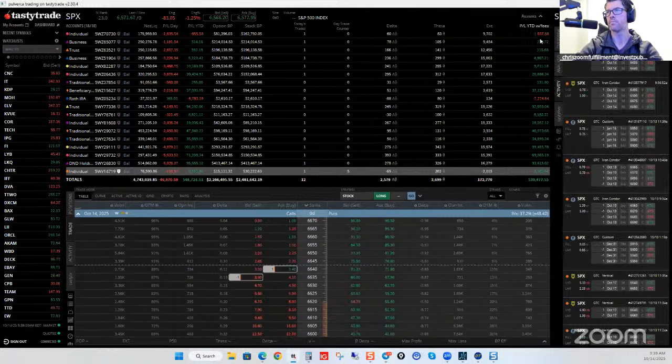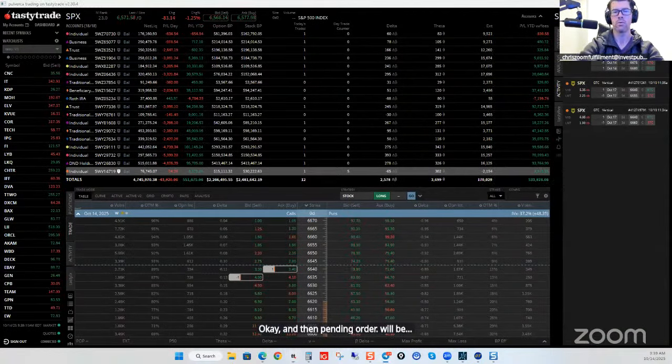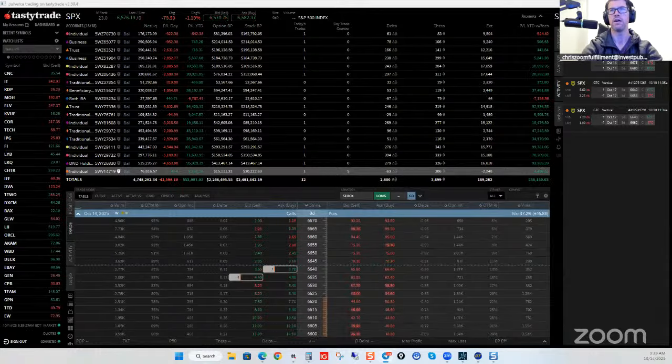Will be 10/14 expiration, 66.75, 66.80, 6,500, 64.95 for $1 pending. This is a wider out of the money DPP near the VIX box high and low. Okay.